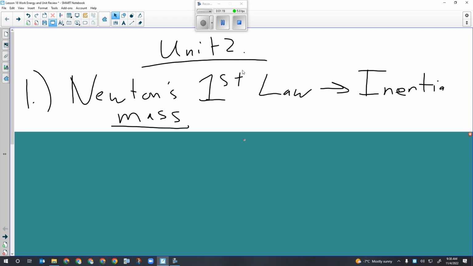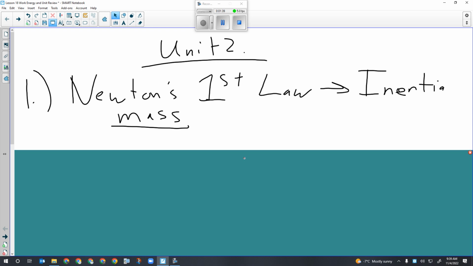How much inertia something has is a factor of its mass. So the greater the mass of something, the greater its tendency to continue doing what it was already doing, that is, traveling at a constant velocity or staying put.